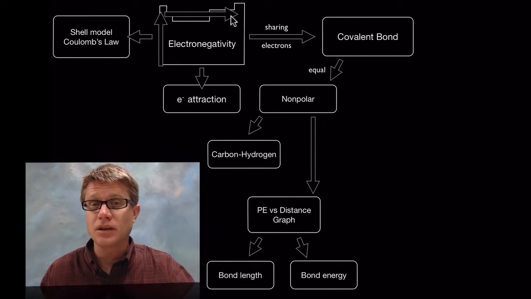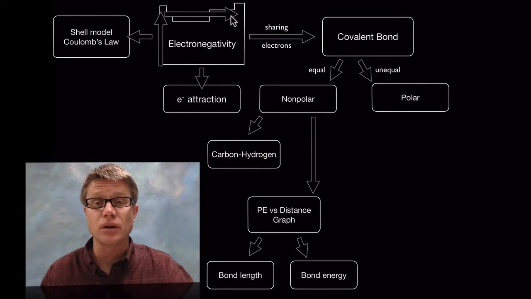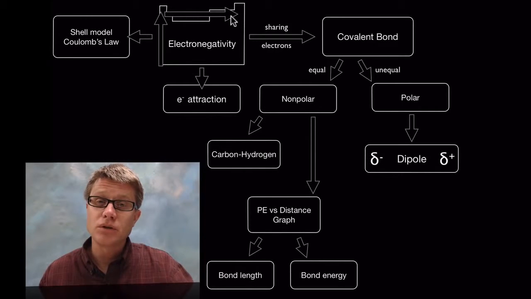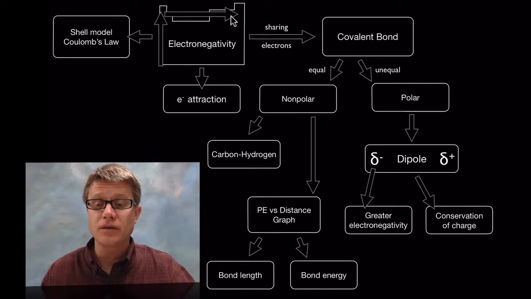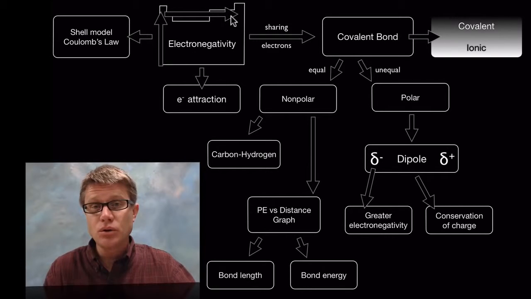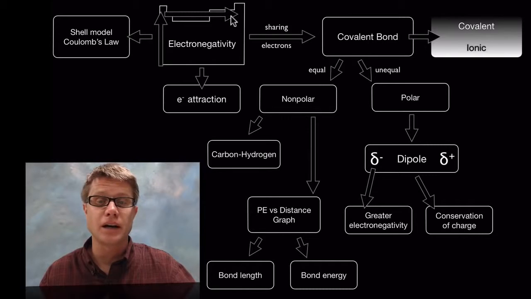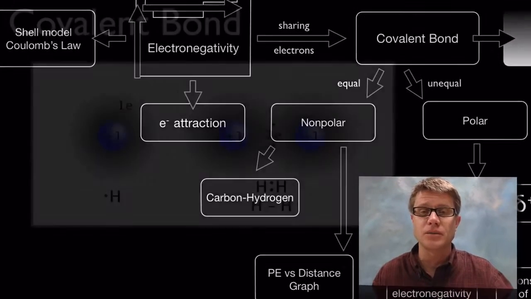Now, if the electronegativity is different, then we call that a polar covalent bond. When we do that, we have something called a dipole, where there's a partial positive and a partial negative charge. Whichever one has the highest electronegativity is going to have that negative charge. But even though we may have differences in charge, we still have conservation of charge over that whole molecule itself. Also, as we move from covalent bond to more and more electronegativity, we start to move into what are called ionic bonds. It's a gradient, it's a continuum, and so we can measure these to tell the difference between them.